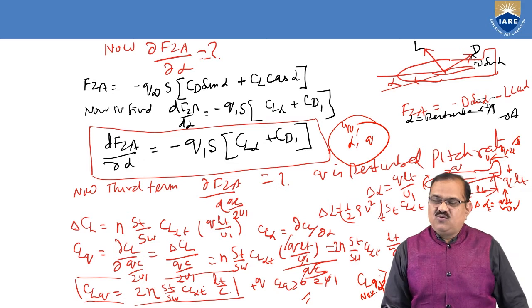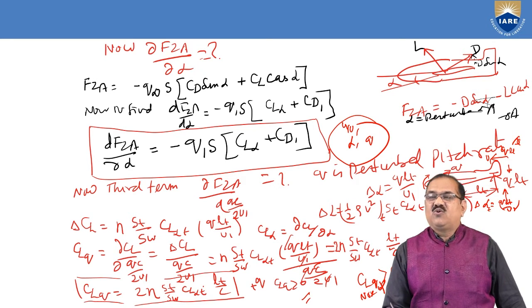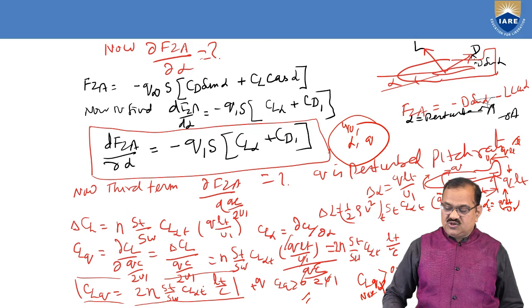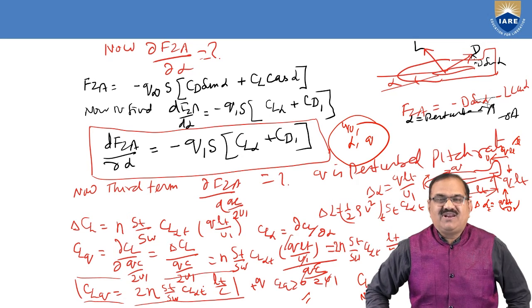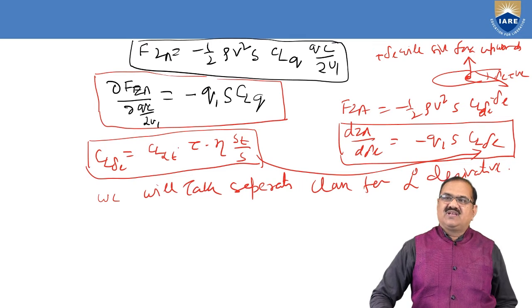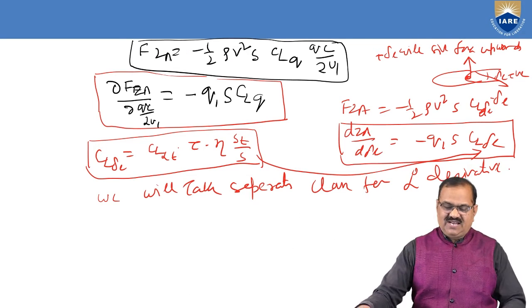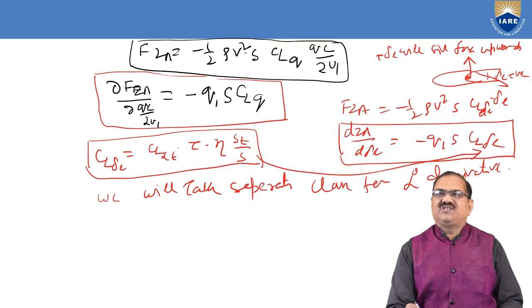If the CLQ you are getting is greater than 0, it means the nose is up. It is an unstable case. So we should get CLQ less than 0, so that we can find out whether the aircraft is stable or unstable. Now we can see that further FZA is equal to minus half rho V square S.